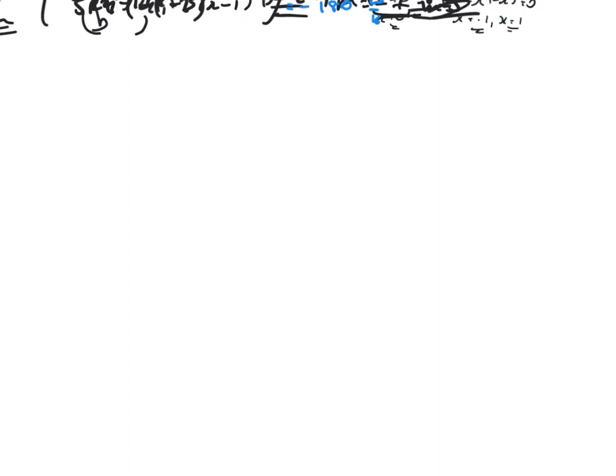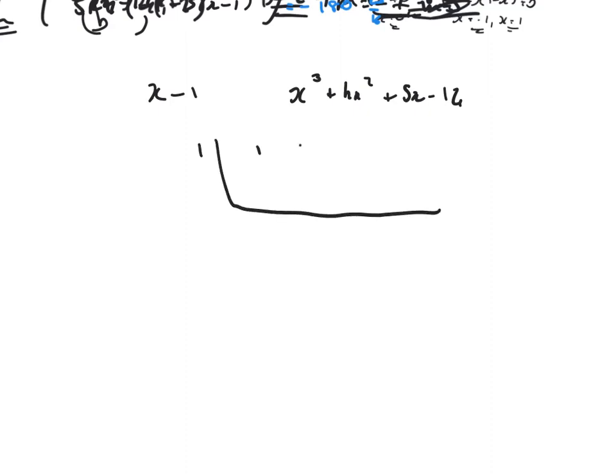Okay, question 7. x minus 1 is a factor of the polynomial x cubed plus kx squared plus 5x minus 14. Find k, then factorise the thing fully. Okay, so that means 1 is a factor. My coefficients are 1, k, 5 and minus 14. Okay, 1 times 1 is 1, that's k plus 1 times 1 is k plus 1. k plus 1 plus 5 is k plus 6.